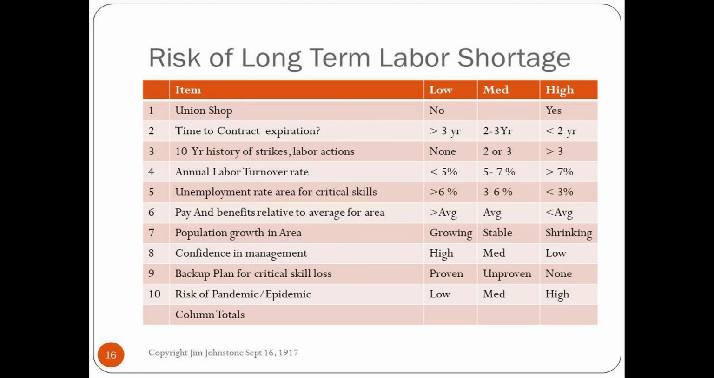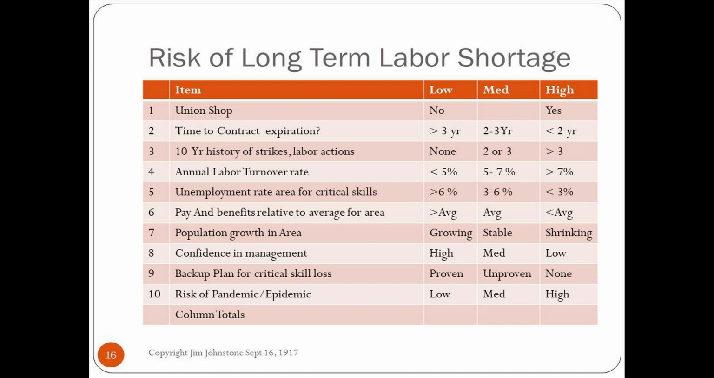Here's the matrix for risk of a long-term labor shortage. I've filled in the columns with criteria for low, medium, and high. These are the criteria that I would use. What you might want to use could be different. Now, one way to use this would be to get a column total and give yourself -1 for each answer in the low risk column where you checked low risk. Give yourself a 0 for any answer in the medium column, and give yourself +1 for any answer in the high risk column.